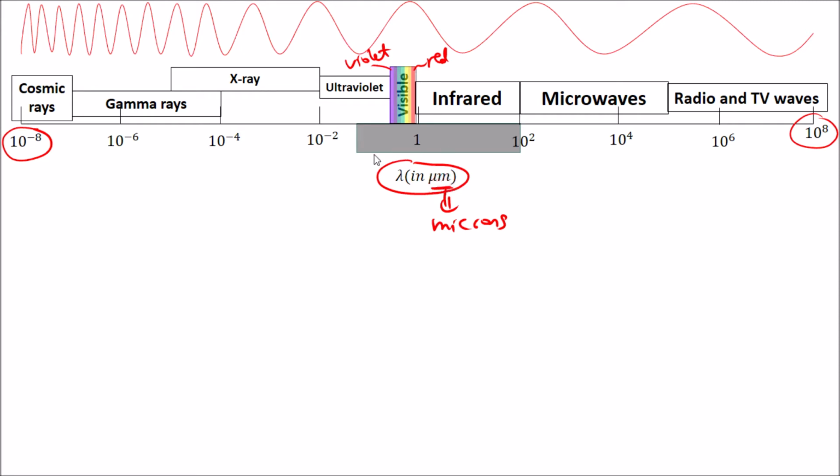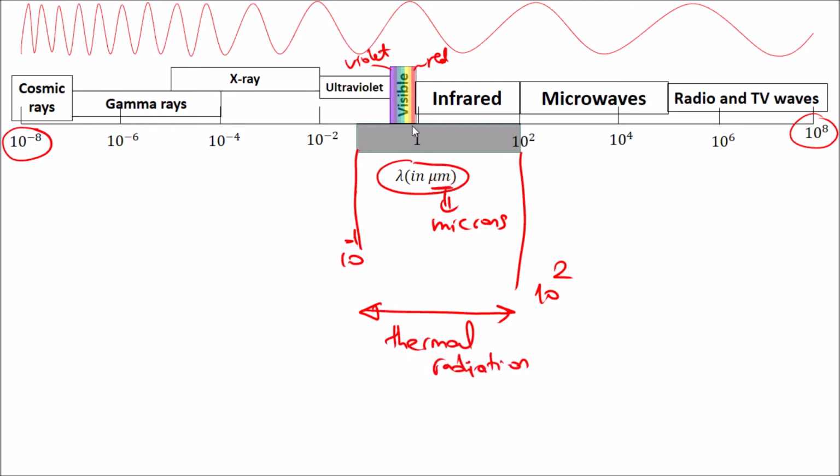Okay, so the thermal radiation, this part where you have 10 to the negative 1 to 10 to the negative 2, this spectrum of the electromagnetic wave is called the thermal radiation. You can notice that some part of the thermal radiation is in the visible range, and the visible range of the electromagnetic spectrum starts from 0.38 and ends at 0.76. Okay, so what is thermal radiation?